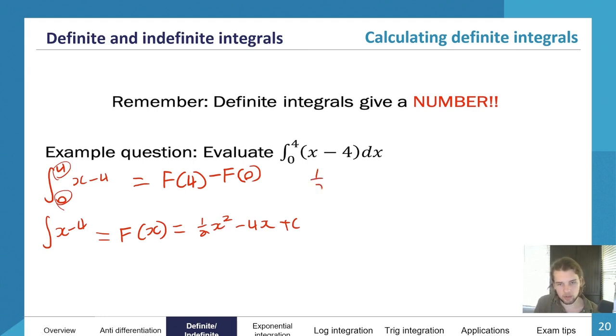So that becomes 1 over 2, 4 squared minus 4 times 4 plus c, minus 1 over 2 times 0 squared minus 4 times 0 plus c. That's my mistake. Go back here. That cannot be rubbed out. Okay, 1 over 2, 0 squared minus 4 times 0 plus c. And that should be a minus out the front. And that should be a plus. Okay.